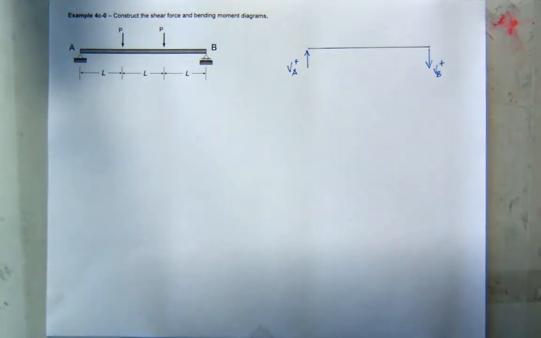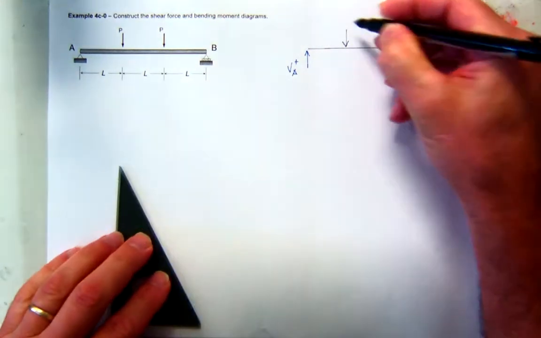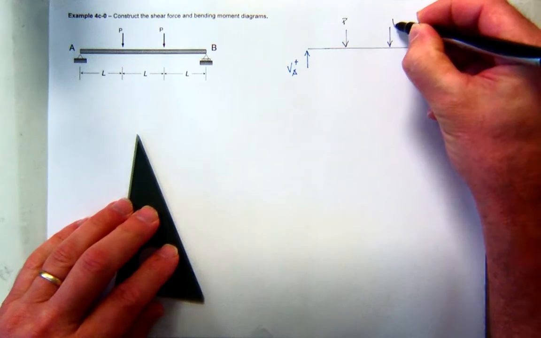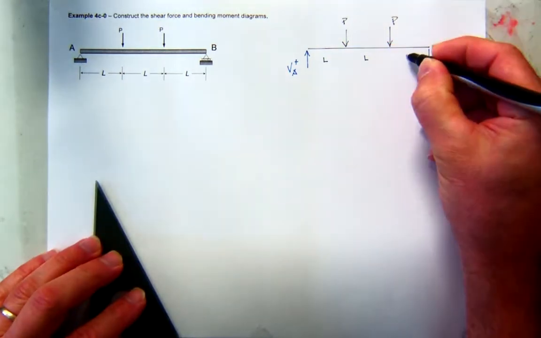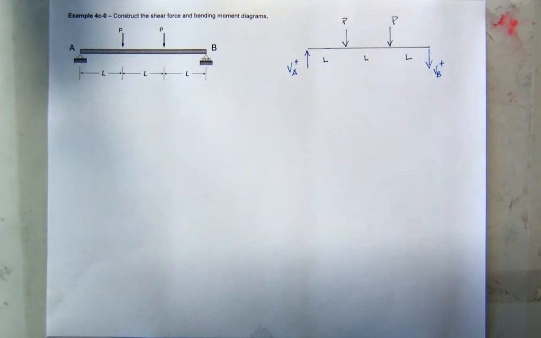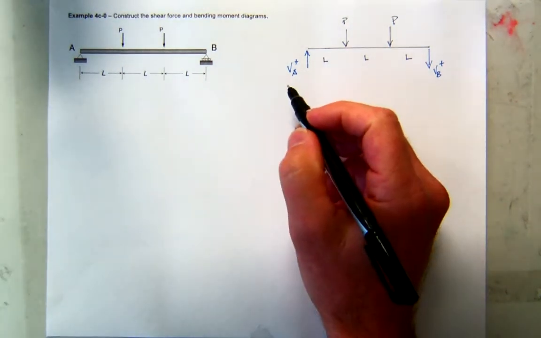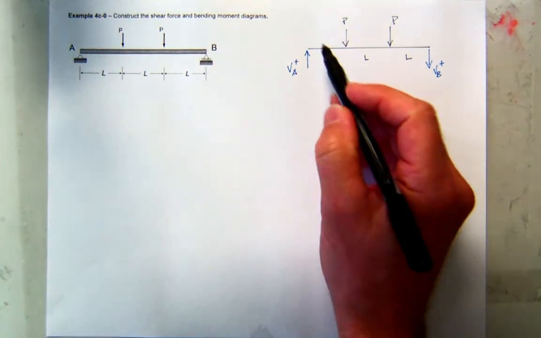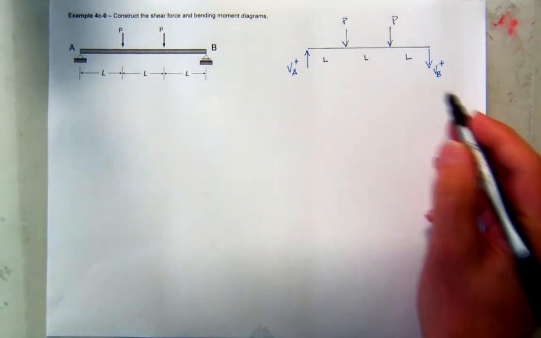So those are the only two reactions I need to a system that has a load P and another load P, and they're at distances of, looks like 3L, they're each at L. Everybody see that? Since I'm going to draw a diagram of shear force, I want to put my positive conventions for shear force there. So how do I find those?